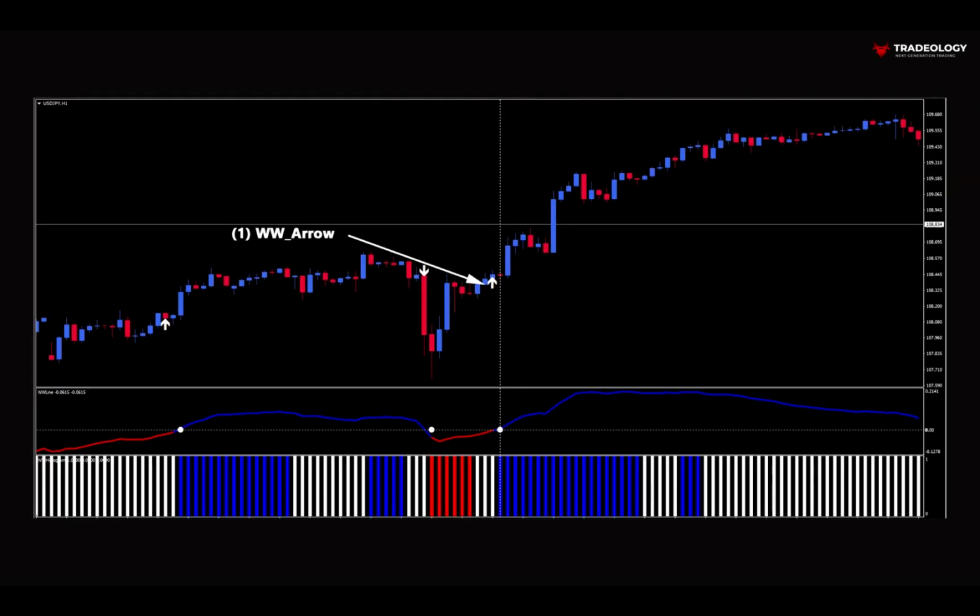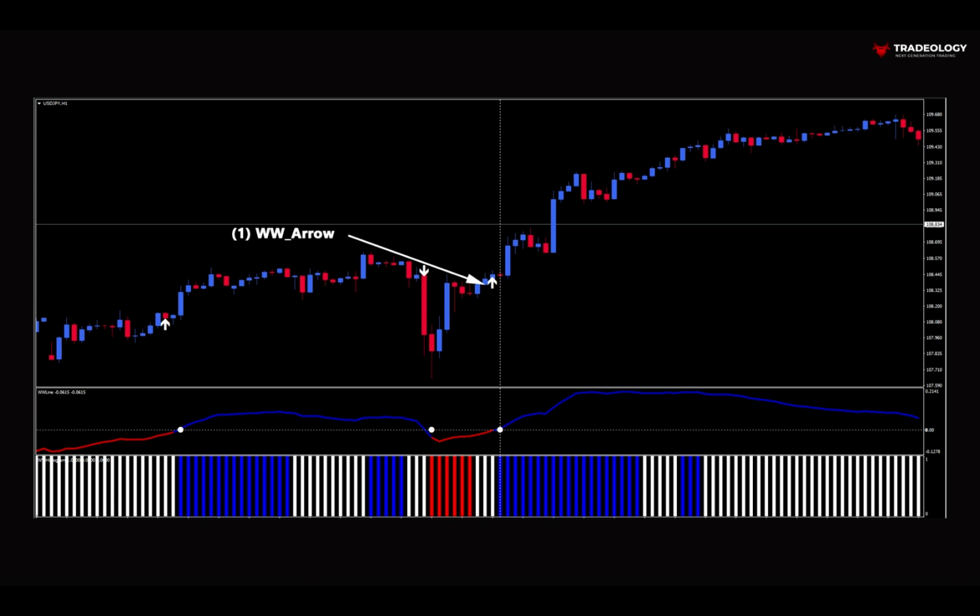Let's now look at some examples of trades. The first we'll look at is a buy example. In this buy trade example, I was looking for trades on the USD JPY currency pair, the 1-hour time frame. Firstly, I waited for the upward WW arrow to appear on the chart. Once the arrow appeared, I knew I could start looking for a trade signal within the next 3 candles.